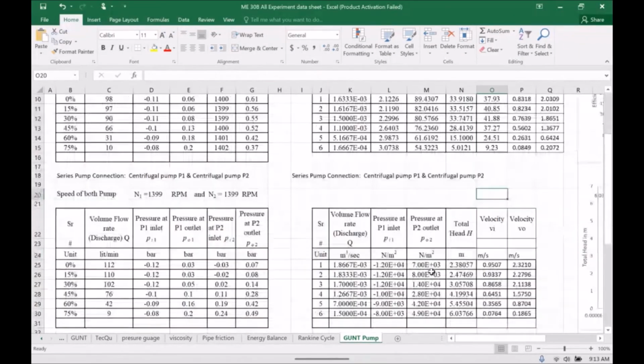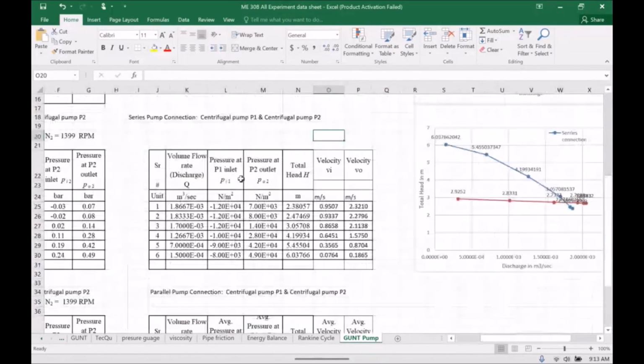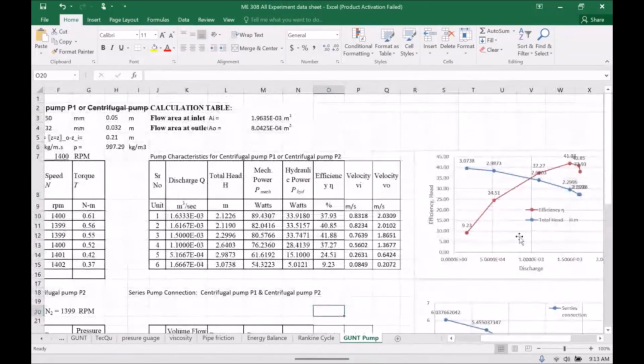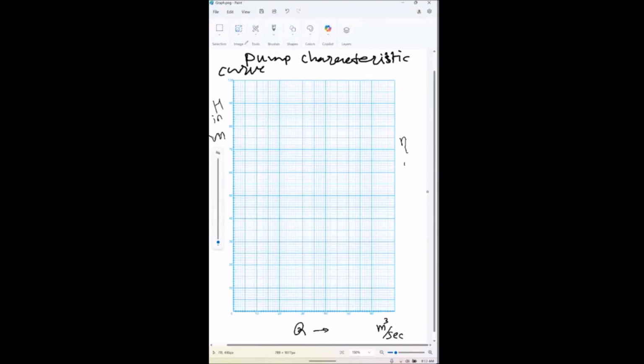For series and pump, same way we did it here and same way we did it here. So this is sample calculation how to complete this table, and we can plot the graph here, but we need to plot the graph manually, not by Excel. So this graph is called the pump characteristics curve. Pump characteristic curve is plotted between the discharge Q in meter cube per second versus the head H in meter, okay. And on another axis we can plot efficiency. You can write here efficiency also in percentage.